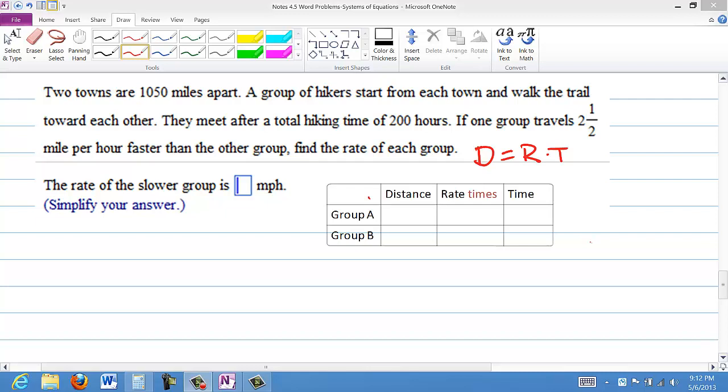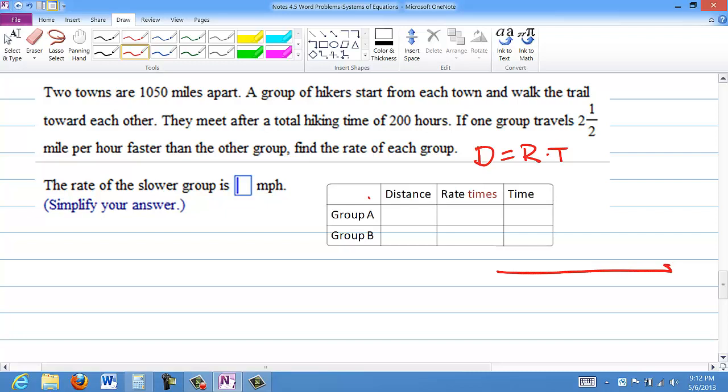Alright, so what we've got here, if we need to see it visually, is two towns separated, one group walking each direction. We'll call this group A, group B. And so their total distance apart at each town is 1,050. We know that one group is faster than the other. So for example, let's say that A is the faster group, and they're faster by 2.5 miles per hour.